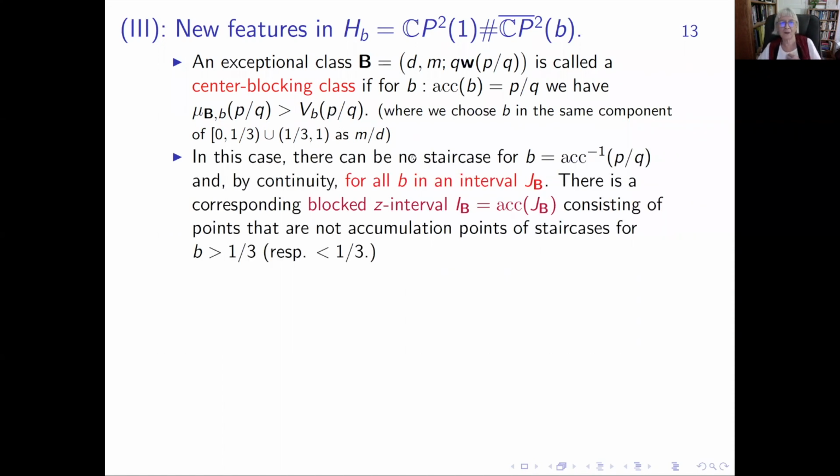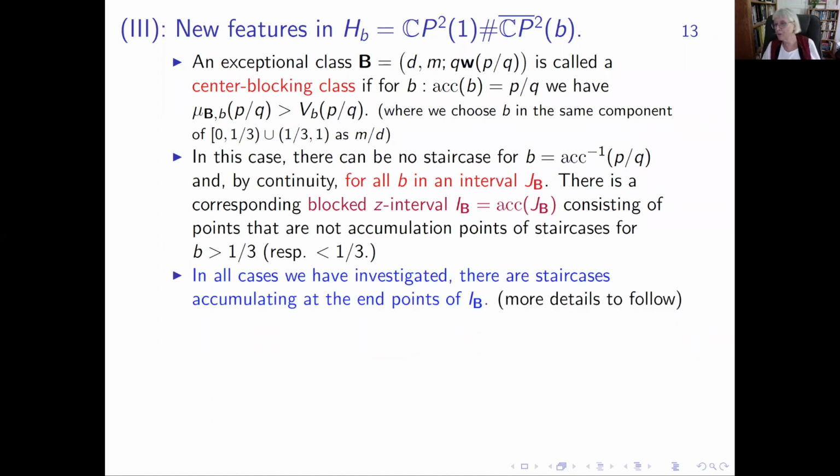And in that case, there certainly can't be a staircase for the center point because it's blocked. And then there's an interval where there can't be a center point. And so we have an interval JB, and there's a corresponding blocked Z interval, which I call IB, which is a set of corresponding accumulation points.